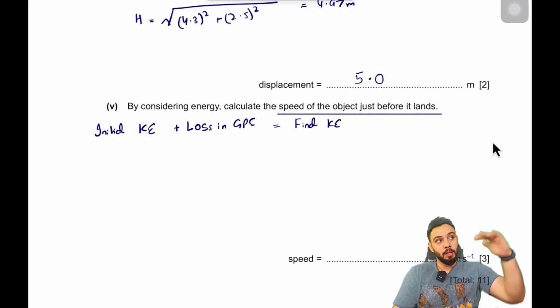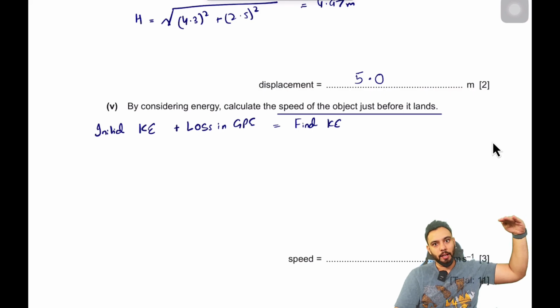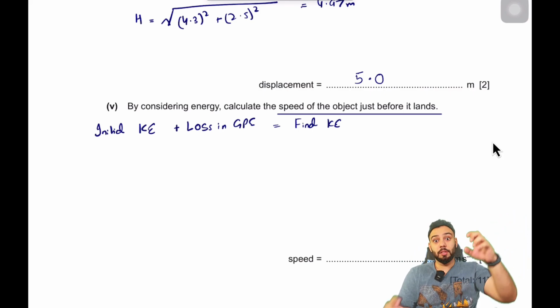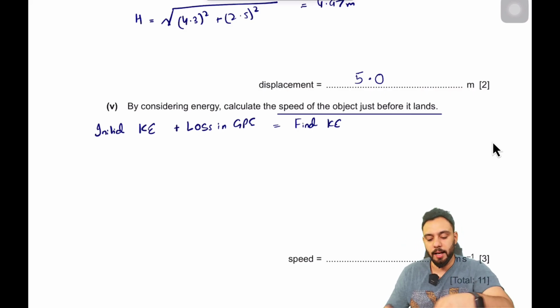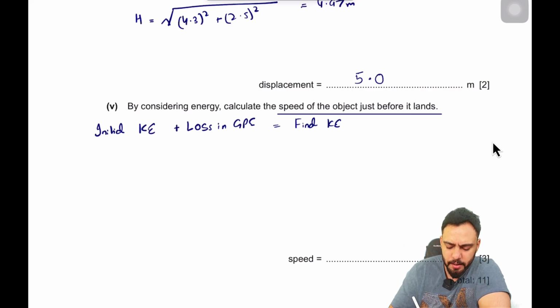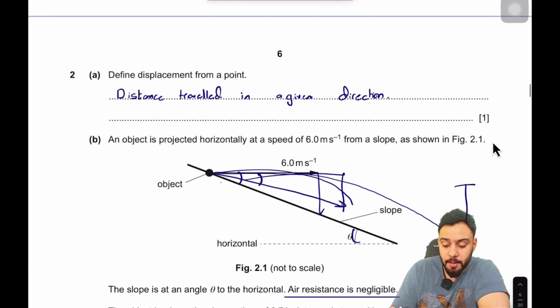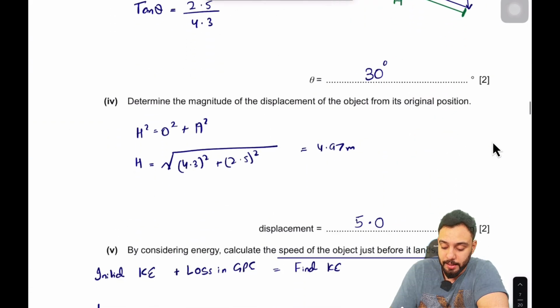in any other form. Initial kinetic energy, and since it had a height, it already had gravitational potential energy stored in it. So initial kinetic energy plus, when it goes down, the gravitational potential energy is also converted to kinetic. So initial kinetic energy plus the loss in gravitational potential energy, both combined, would be equal to the final kinetic energy. Plugging in the values, if you look at the question, I haven't seen mass anywhere, and the reason is that mass is going to be on both sides of the equation and it would eventually cancel out.